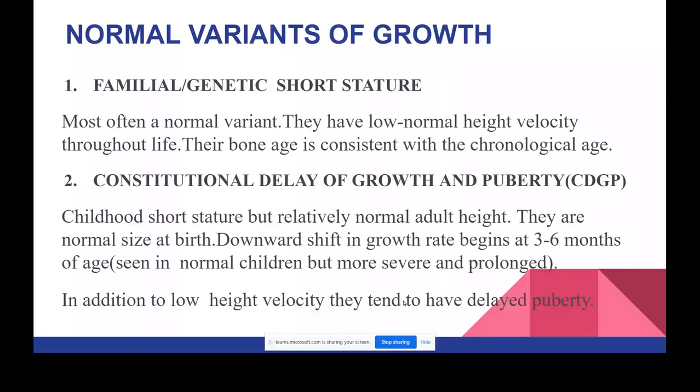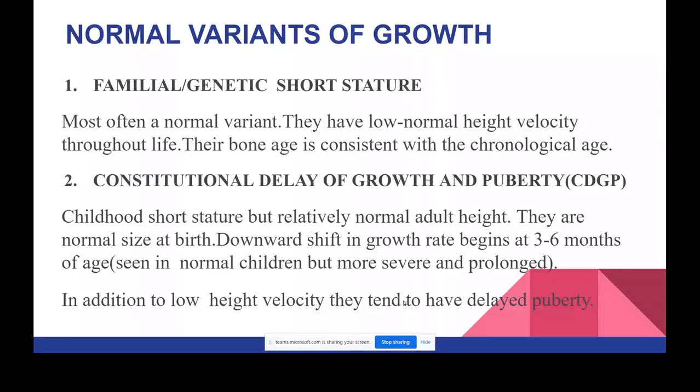They have a low normal height velocity throughout life. Bone age is consistent with the chronological age. For example, they are 10 years of age, with height less than 2 standard deviations, but if you do the bone age, it is also 10 years. So there is no delay in bone age, it is consistent with the chronological age. In those patients, if you get the mid-parental range, the projected height of this child falls within the mid-parental range. So they are familial short stature or genetic short stature.